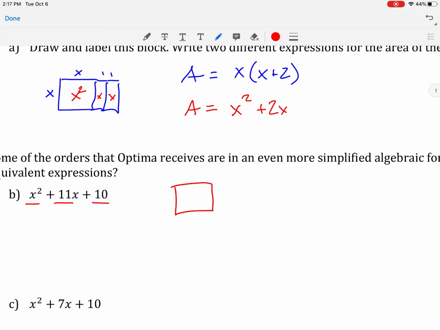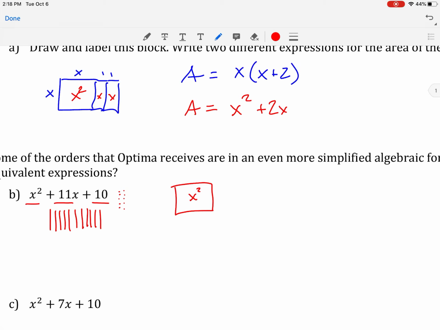So if I had actual blocks in front of me, maybe that would be a little bit easier for some of you. So think about if I had an x squared, I had 11 x blocks, and that's going to take a long time to write. So I'm going to just use lines for my 11 x blocks, 5, 6, 7, 8, 9, 10, 11. And then I have 10 individual blocks. So 1, 2, 3, 4, 5, 6, 7, 8, 9, 10. And so I have to rearrange all of these so I can make a perfect rectangle. So I can't have any extras and I can't be short any. It has to make exactly one rectangle.